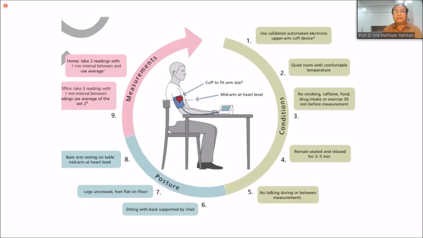cuff device. That is, the sphygmomanometer should be well validated, well calibrated, and the patient should remain in a relaxed position in a sitting posture. That should be feet supported, back supported, and the hand should be supported, and the cuff should be placed at the level of the heart, with avoidance of smoking, coffee, and exercise at least 30 minutes before measurement of blood pressure. These are the very important things whenever we need to measure blood pressure. We should remember these things.